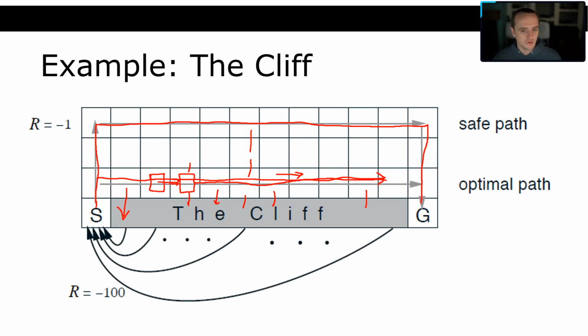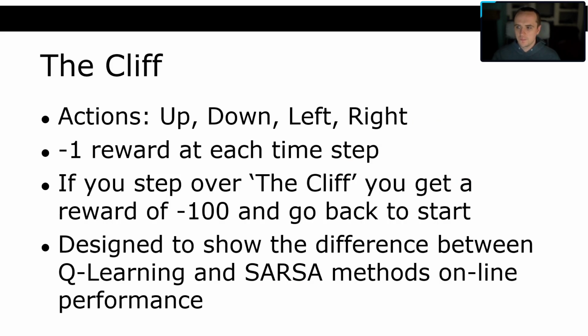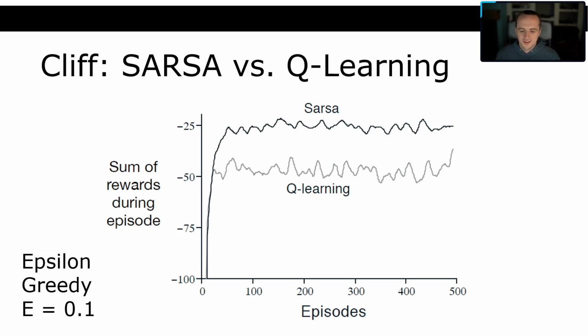It knows that that won't happen, and so it will generate the optimal path. Okay? So again, Sarsa will take this path, which is avoiding the cliff. Q-learning will take the path, which is close to the cliff and is therefore optimal. Okay. But here's the thing.